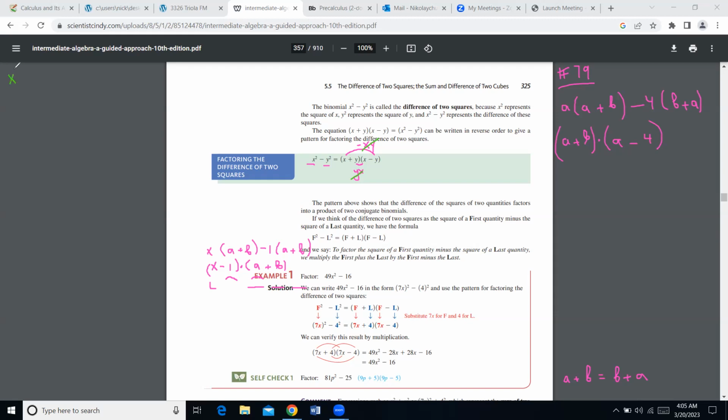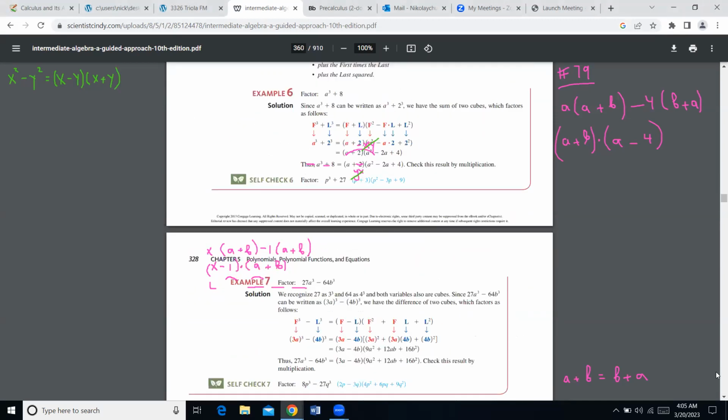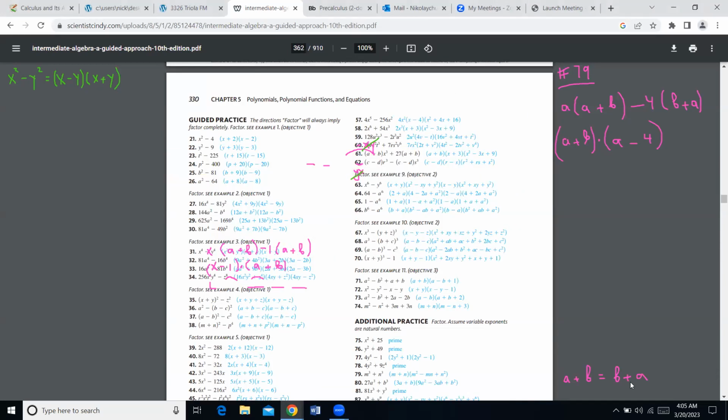So whenever we have a difference of two perfect squares to factor, you write it as X minus Y multiplied by X plus Y, or X plus Y multiplied by X minus Y, because this is going to be the same exact result. So what I will do is use this formula in this section, and let me do some exercises here. Let's say problem number 21.